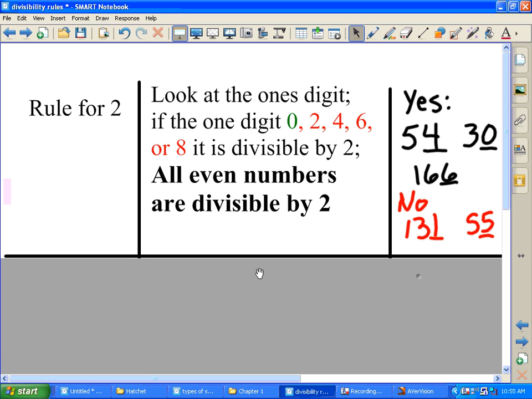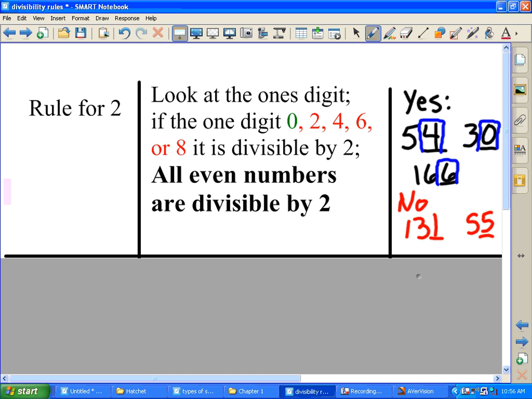So it's not divisible by 2. But the only digit that matters in numbers for the rule for 2 is the ones digit. The ones digit will tell you either yes or no. Does anybody have any questions on that?